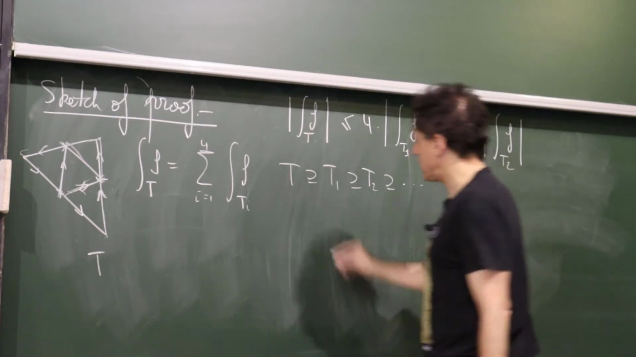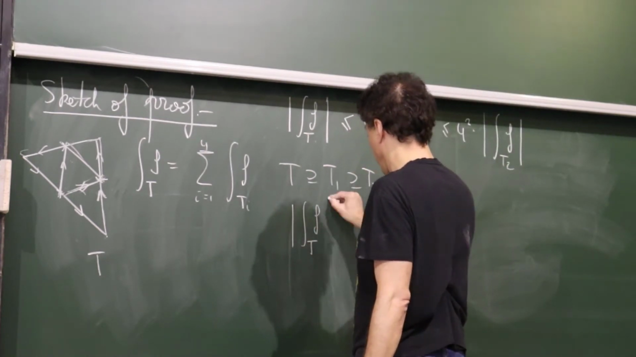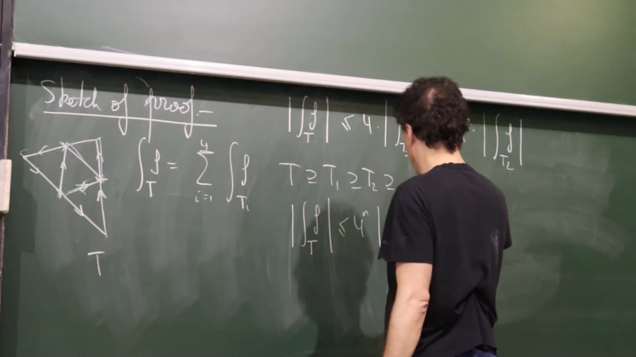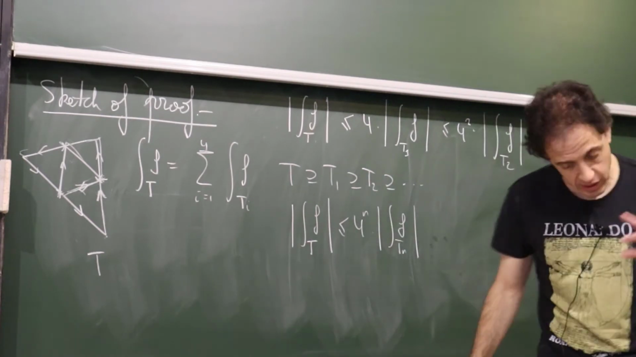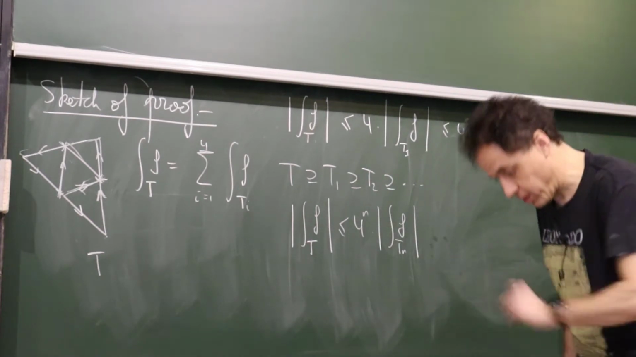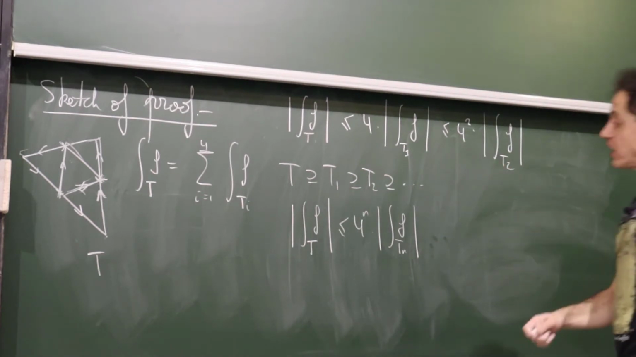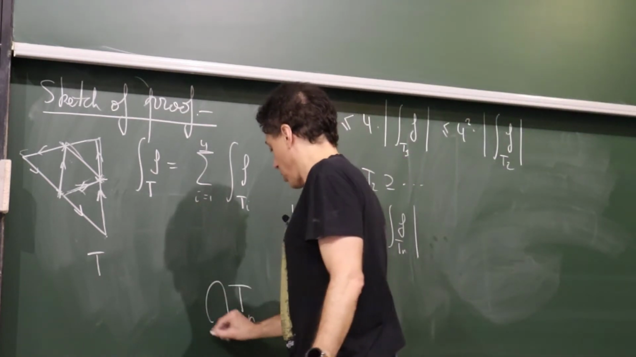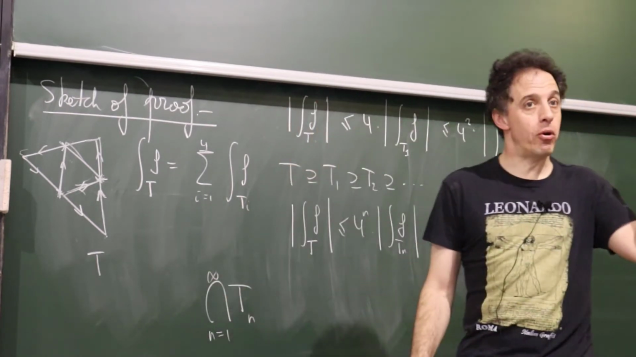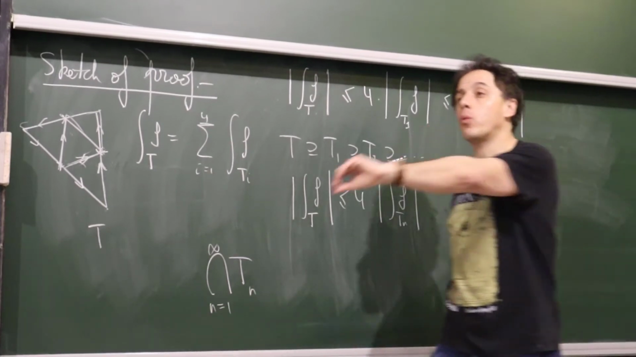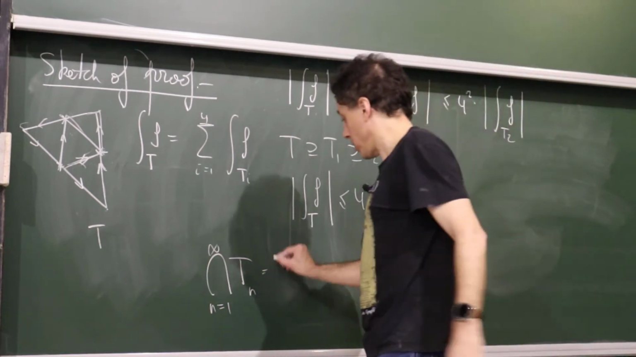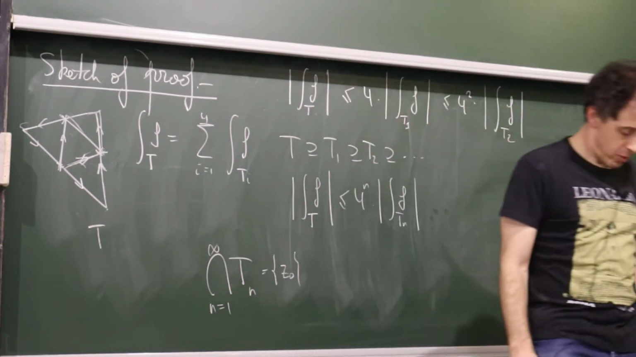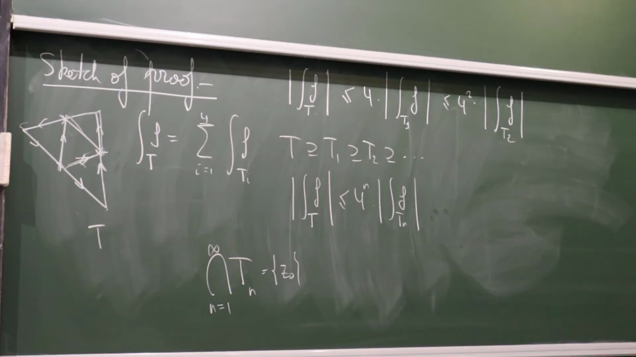So you find a sequence of triangles in this sense, such that the integral, something like this. You can find the sequence of triangles, each one is smaller than the other one, and the intersection of those triangles must be exactly 1 point. This is a decreasing sequence of compact sets whose diameter tends to 0, so the intersection is 1 point, and f is holomorphic at this point.